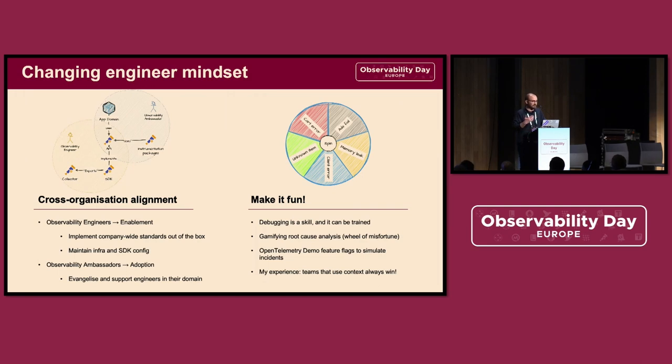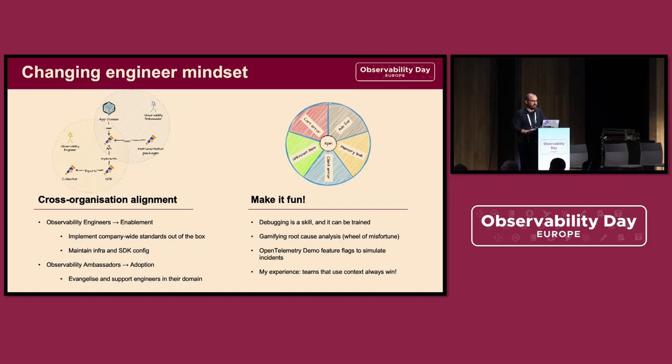Now, one of the things that is important to understand as well is that we all learn by doing, not seeing. So you want to make it fun. Make it fun to actually understand the value of observability from an engineering perspective. The best way to do that is to train with hands-on exercises, hands-on labs. Because debugging is a skill, and it can be trained as well. And if people have never used tracing before, there's no reason for them to start using it in the first place.